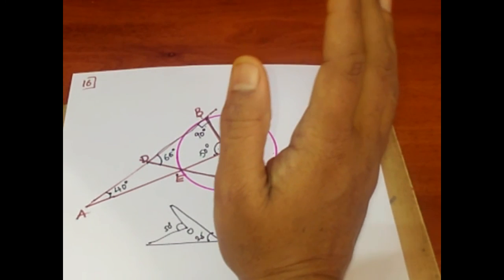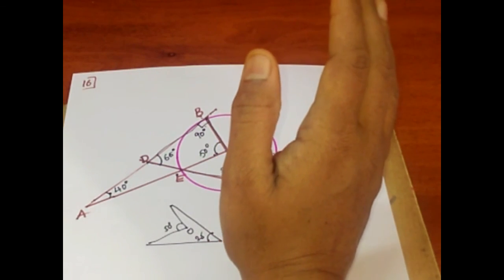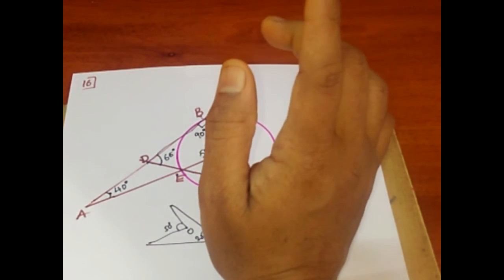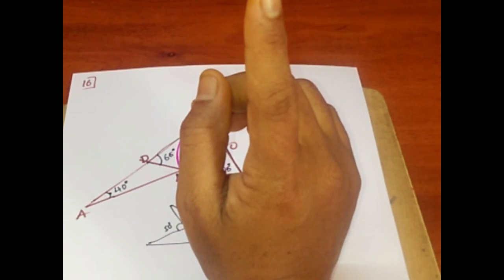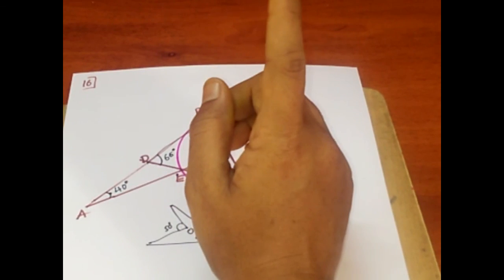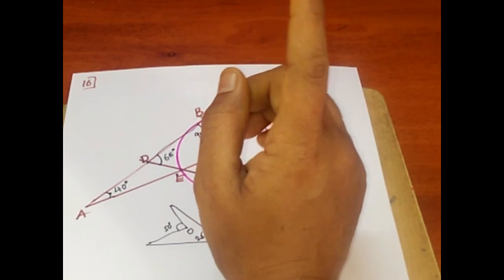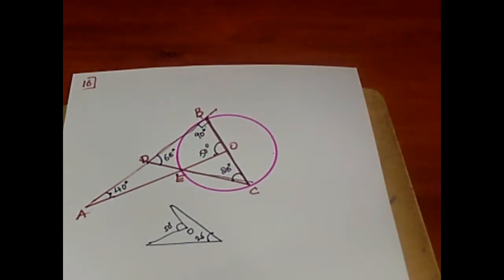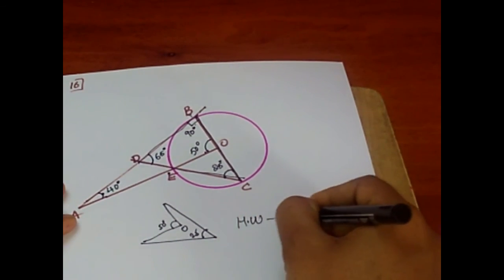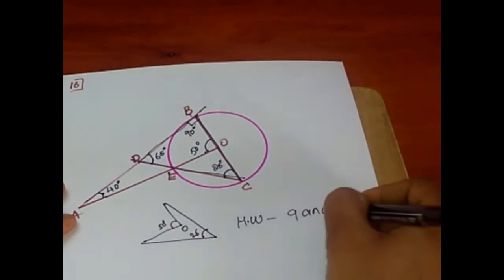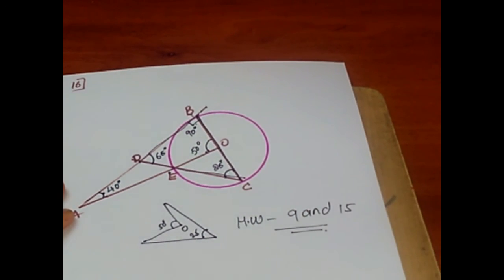By this we have completed all the problems of exercise 18B. One problem, question number 9, as well as question number 15, these two problems are given as homework to solve, children. Try them by yourself. They are also related to the theorems we have learned. So two problems are marked as homework: question number 9 and question number 15.